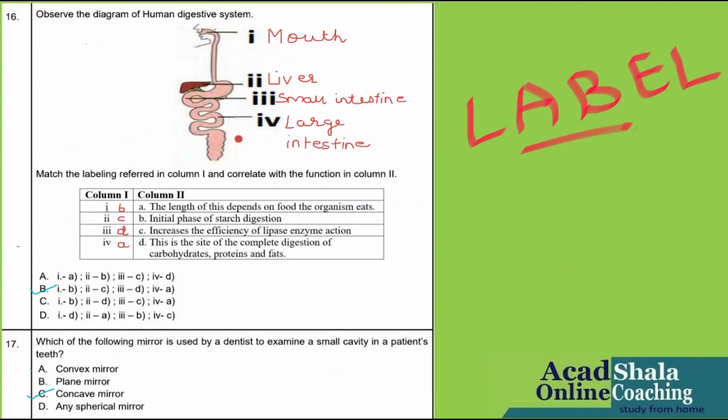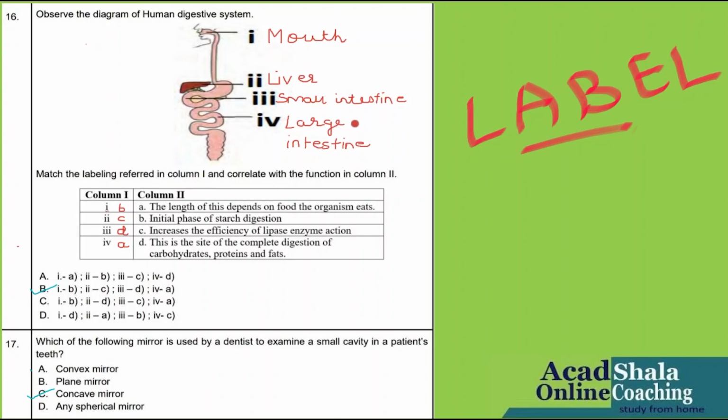That is question number 16. Observe the diagram of human digestive system, and they have given you the diagram over here: 1, 2, 3, 4. But if they have given you the diagram, again, I have written a very big label. That means you have to label it first, students. This is very, very important. Without labeling, please do not attempt any question, which is really very important.